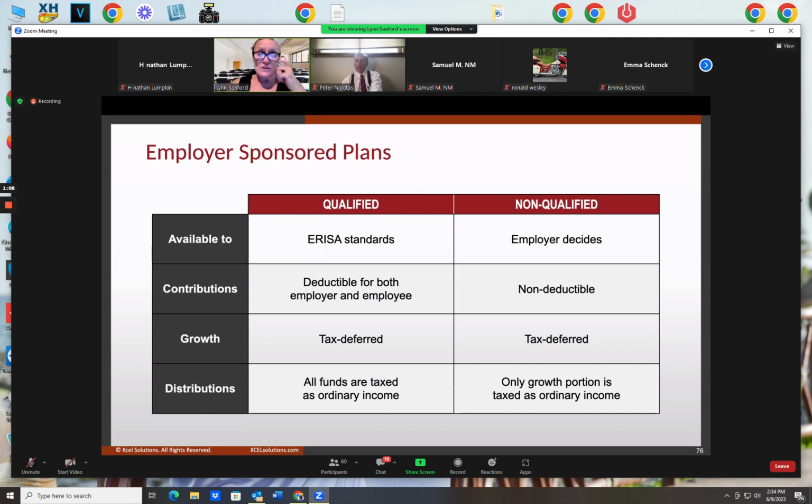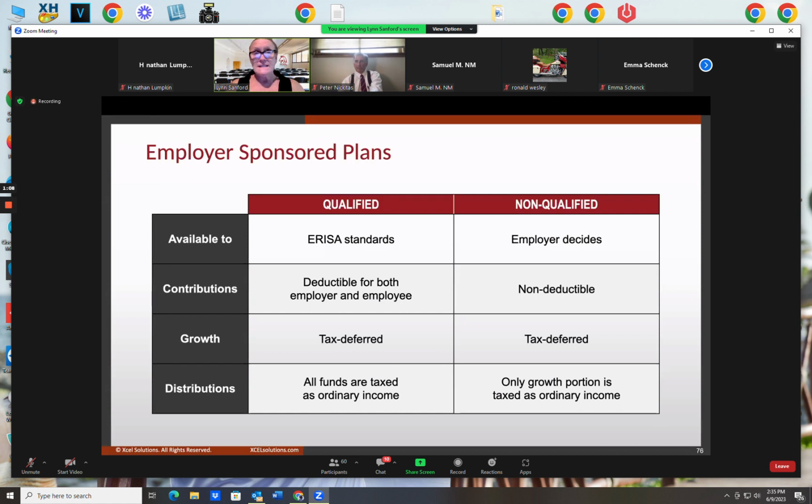That's all gross money. That's dollars you've never paid tax on. So contributions to a qualified plan can be deductible for both employer and employee. Pre-tax dollars go in off your gross wages, and company match dollars are ones the employer could take a tax deduction for off the corporation tax return. Non-qualified, not deductible at all. It's all after-tax money going into non-qualified plans.